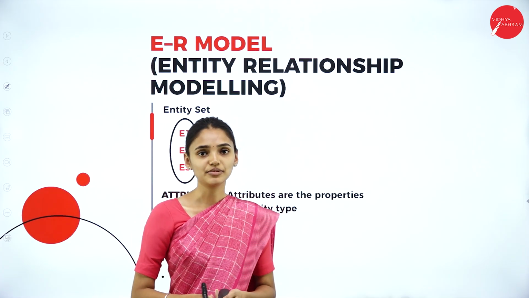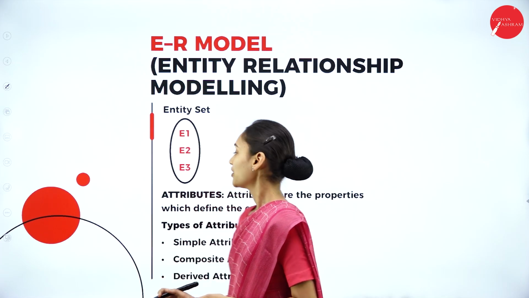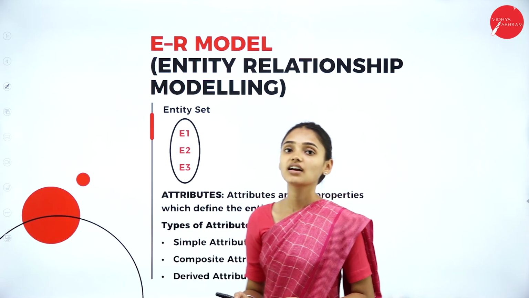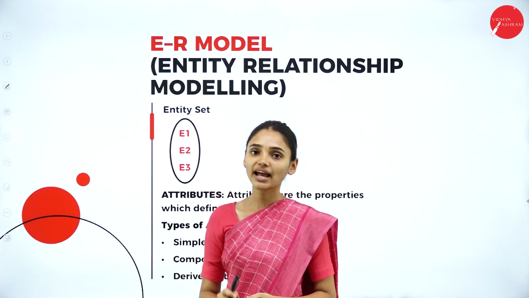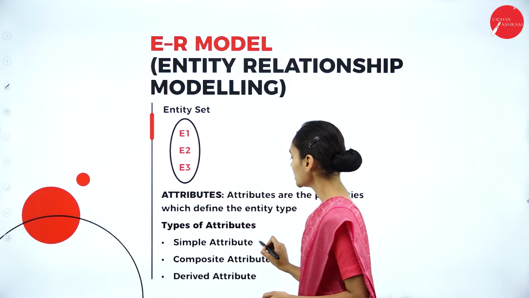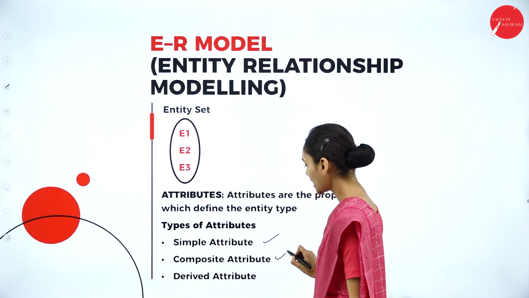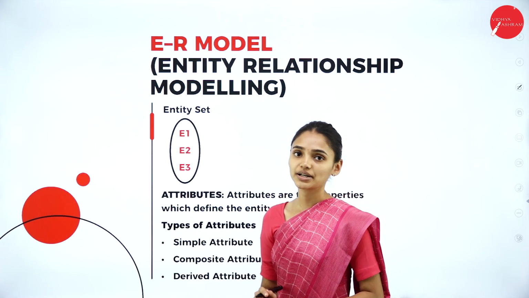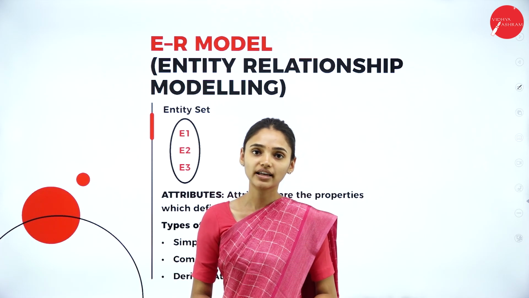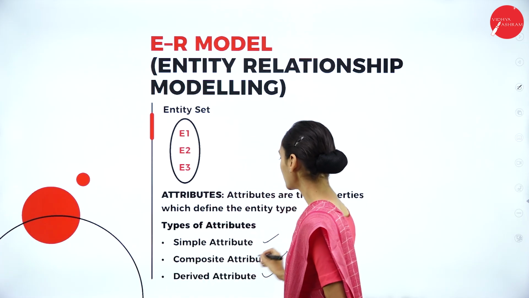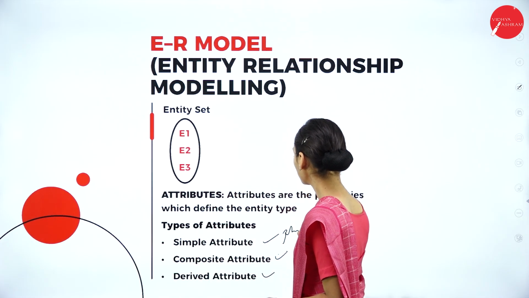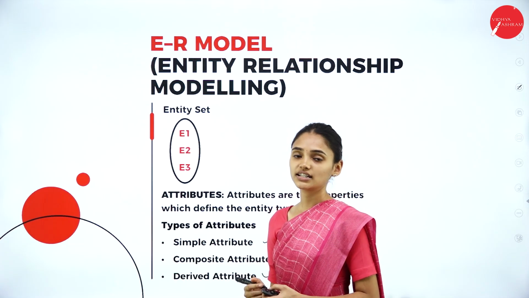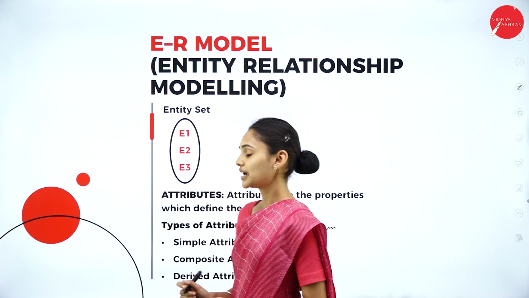Next we have attributes. Attributes are the properties which define the entity type. So what type of entity it is is defined by attributes. In attributes we have three types: simple attribute, composite attribute and derived attribute. Simple attributes are the attributes which contain atomic values which cannot be divided. Say for example, phone number, age, which cannot be divided. That is an example for simple attribute.